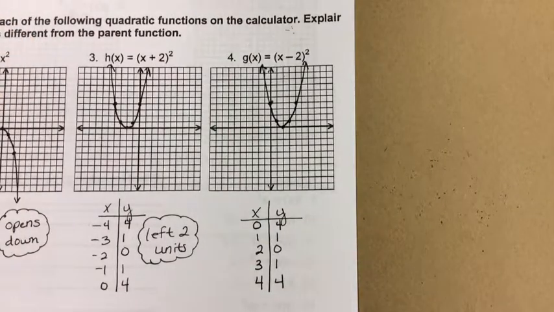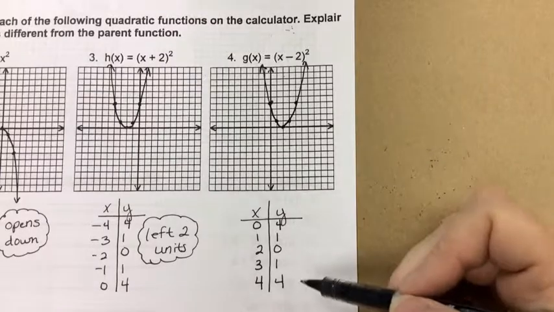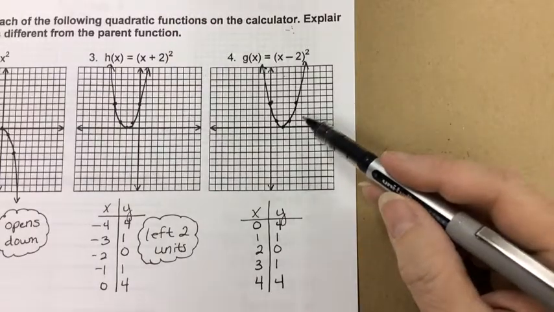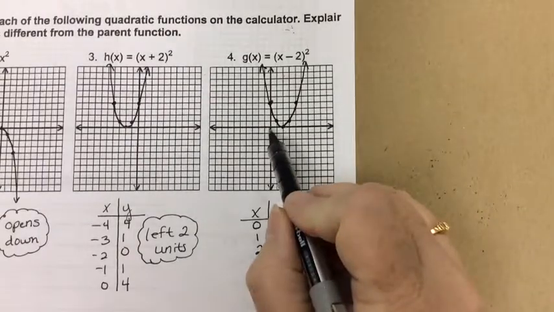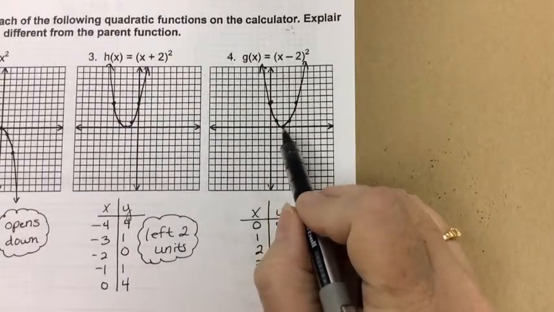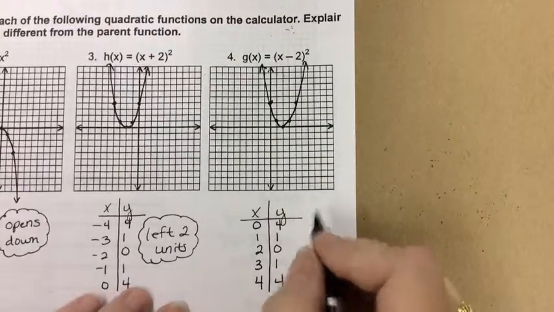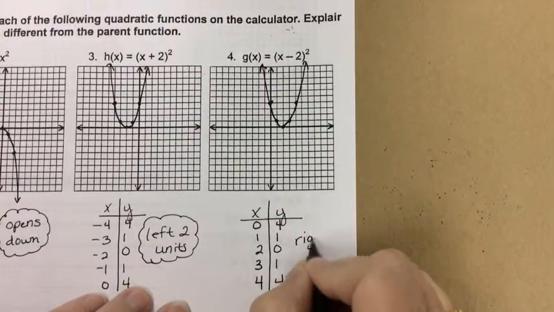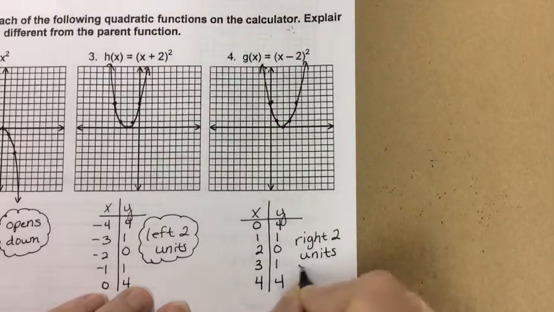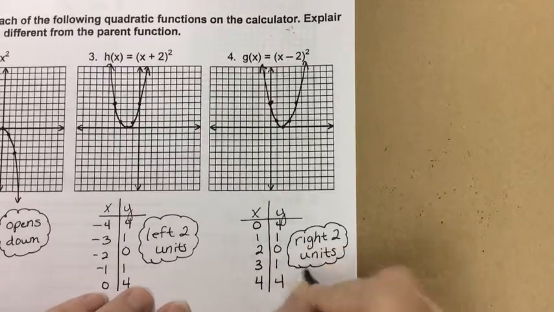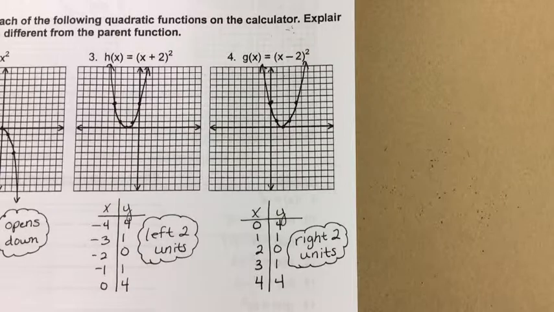Okay, so I've got my graph, I've got my table that I copied from my calculator, and this one looks exactly like the parent function, only this time we moved. If our vertex was at 0, 0, it's now at 2, 0, so we moved to the right 2 places. So we're going to say we moved right 2 units, and that's how this one's different. Other than that, everything's exactly the same. Let's go to the next page.